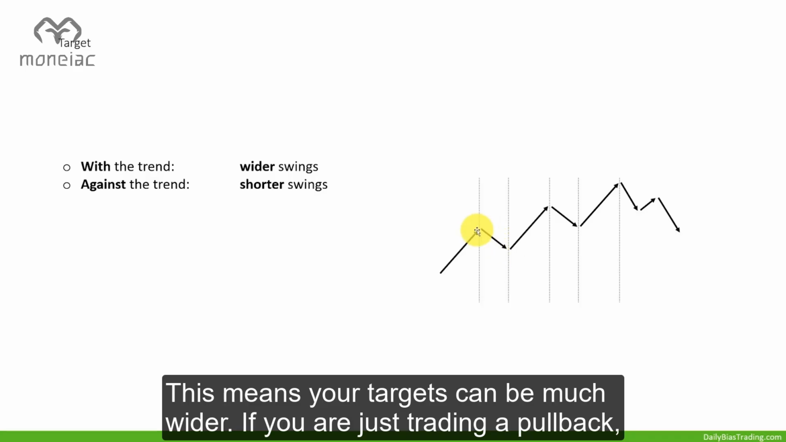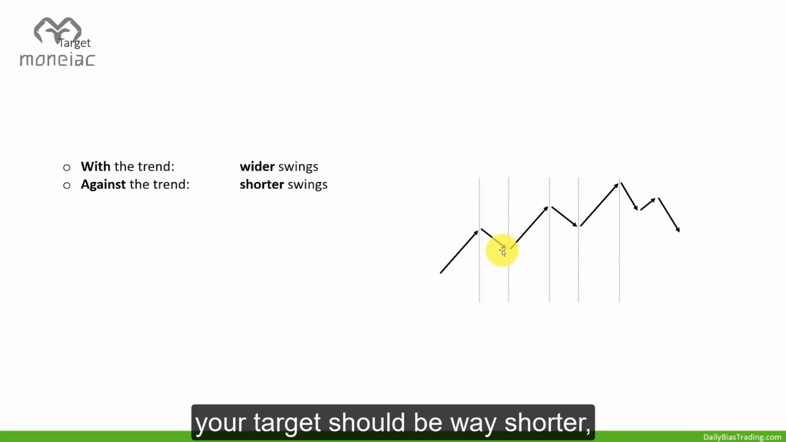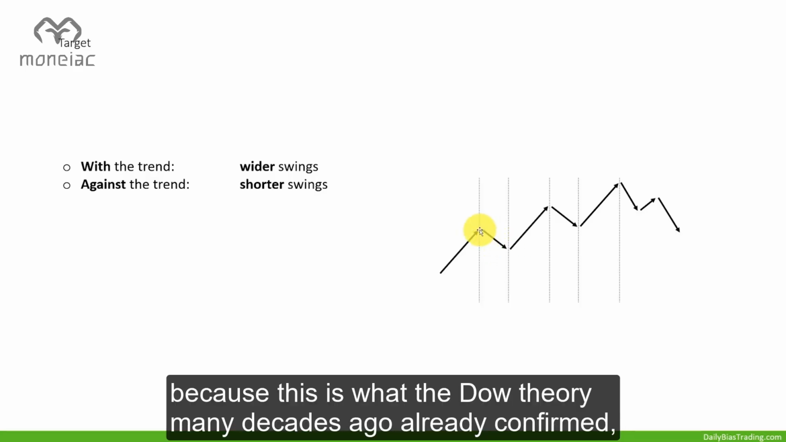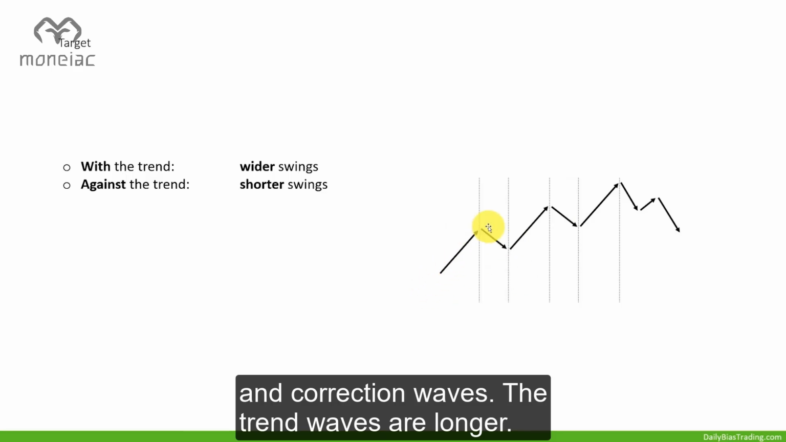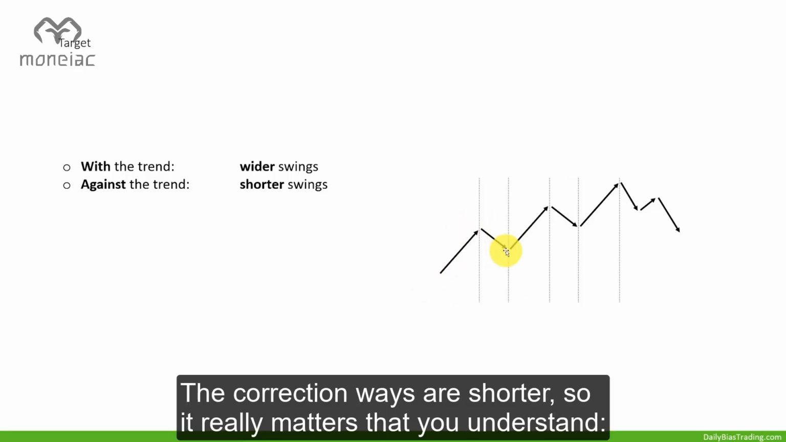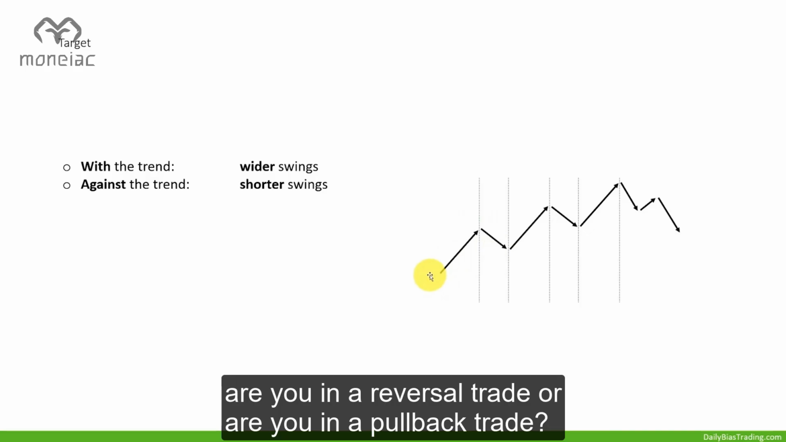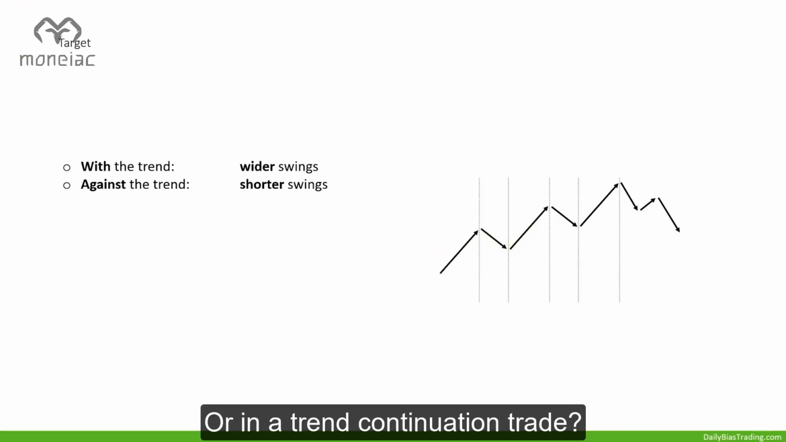If you are just trading a pullback, your targets should be way shorter, because this is what the Dow theory many decades ago already confirmed, that the price moves in those trend waves, uptrends or trend waves and correction waves. The trend waves are longer, the correction waves are shorter. So it really matters that you understand, are you in a reversal trade or are you in a pullback trade or in a trend continuation trade?